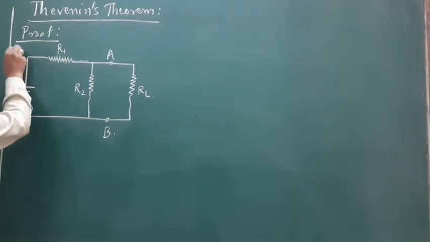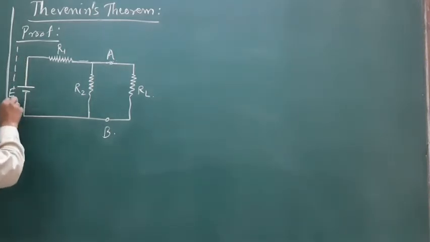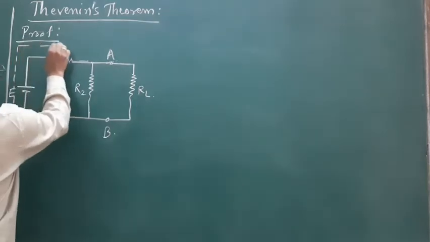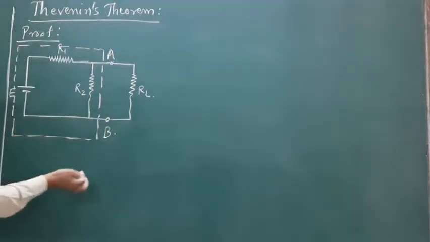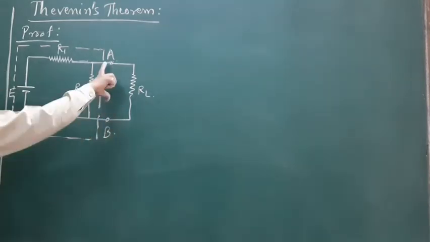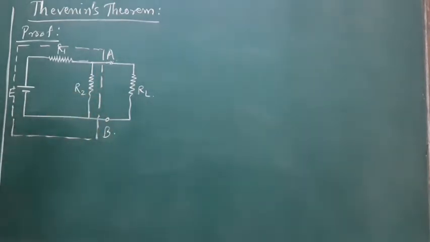So we can show the complicated network in this box with the terminals A and B. So this is a two-terminal linear network. This is the given complicated network.